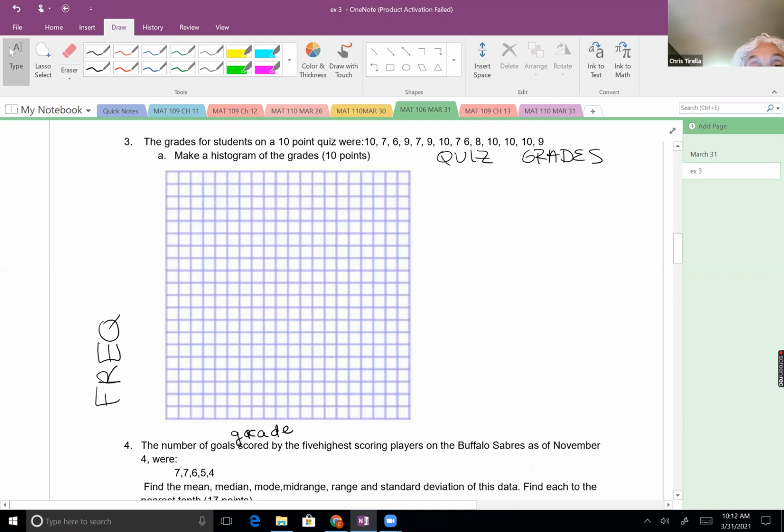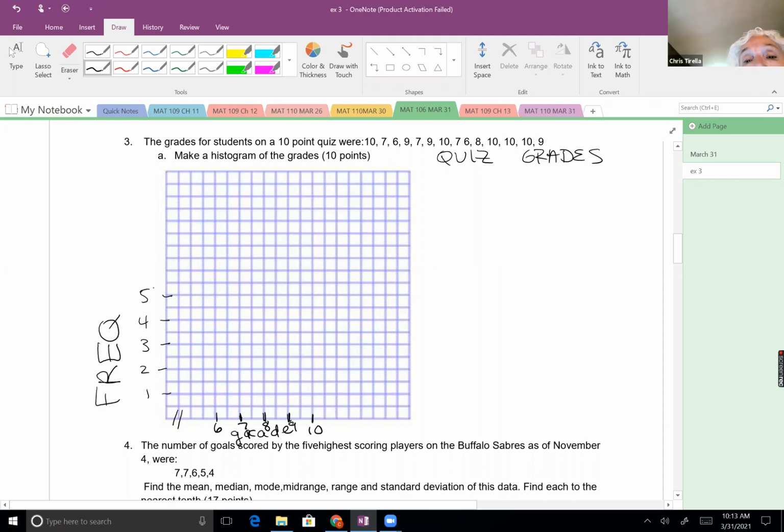Looking at this, it looks like the lowest grade is a 6 and the highest is a 10. Since I don't want to count up from 0, I'm going to put a break in the axis, and then I'll start with 6, and I'm going to space them so that there are 2 blocks between each number. It makes it easier to make my bars equal widths. And let's see, let's do our frequency up to 5, 1, 2, 3, 4, 5. I think that should be high enough.